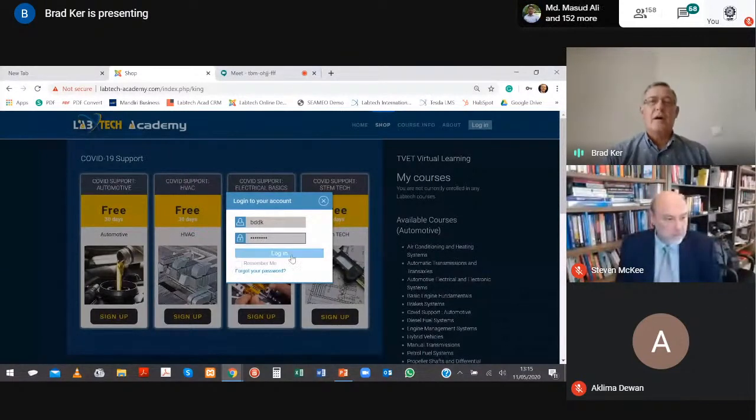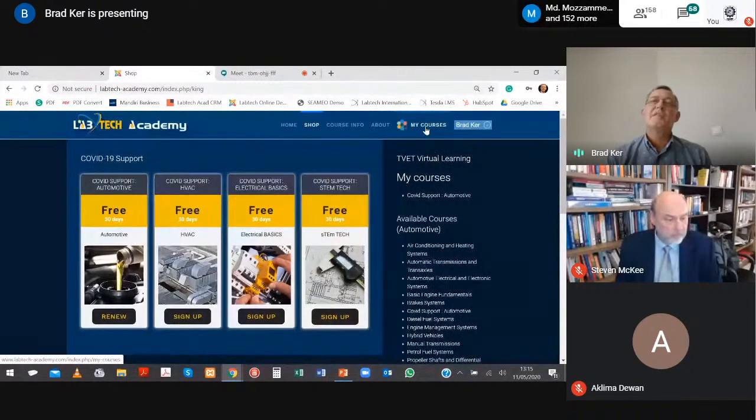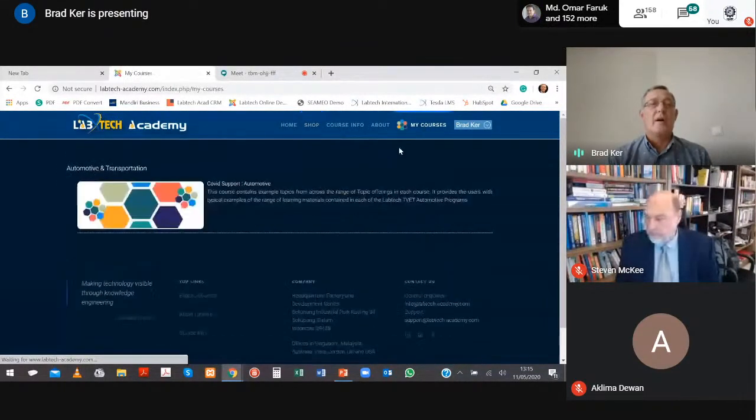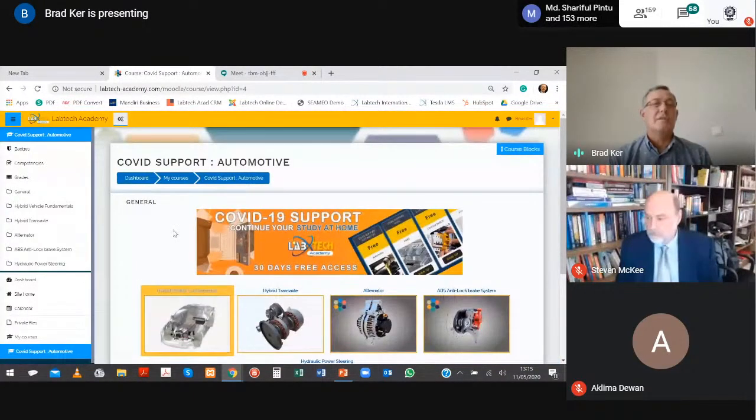You can see it's live, and hopefully this is coming through okay. You'll see a change up the top once I've logged in. It now says My Courses, so you can register for all four of these. If I go into My Courses, I've registered just for the automotive. I click on My Automotive, and it takes me straight into the system. Very simple. At the moment, I've got four topics here.